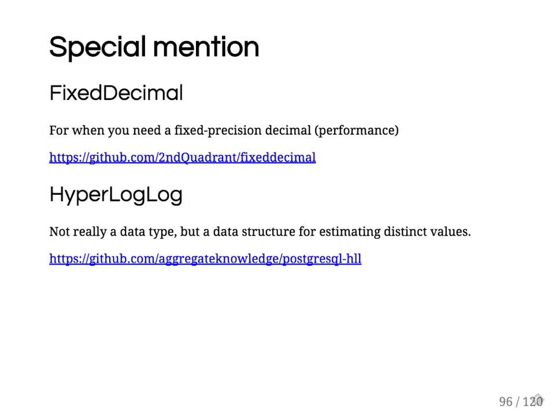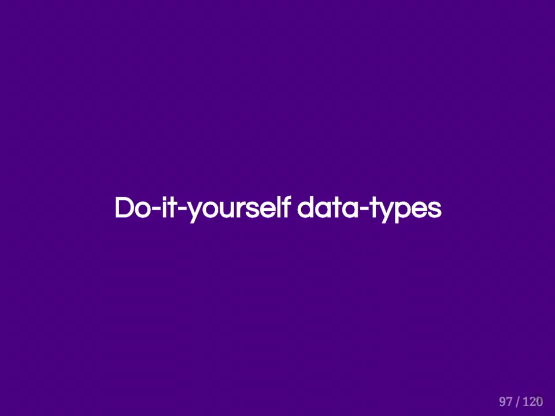These are more performance-oriented. Fixed decimals are occasionally important for some applications. That means that you always have the same amount of precision below the decimal point. HyperLogLog's not really a data type, it's a data structure. It's sort of an approximate index. There's a type for that. And that's kind of my survey there.